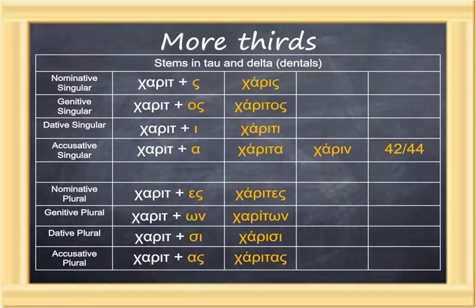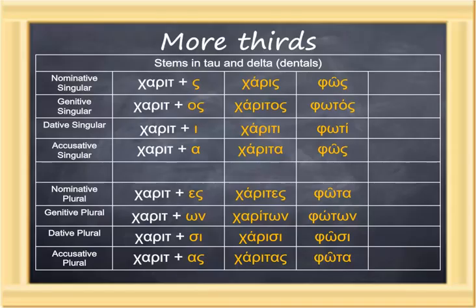The plurals are quite straightforward. Charites for the nominative plural, chariton for the genitive plural, charisi for the dative plural, and charitas for the accusative plural.